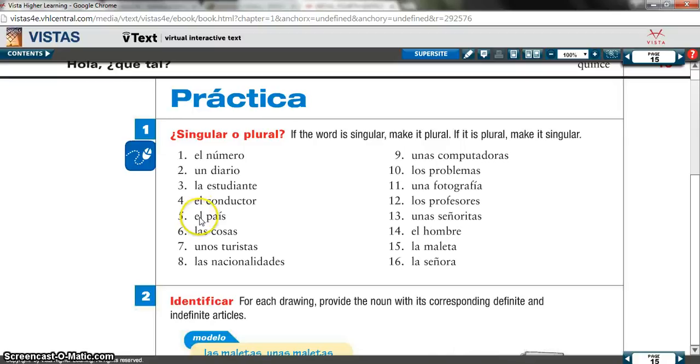Notice, if it's a definite article here, I'm using a definite article when I make it singular or plural, in this case plural. Here again, this is a definite article, so when I change it to singular, I'm going to stick with a definite article. So las cosas becomes la cosa. Okay?